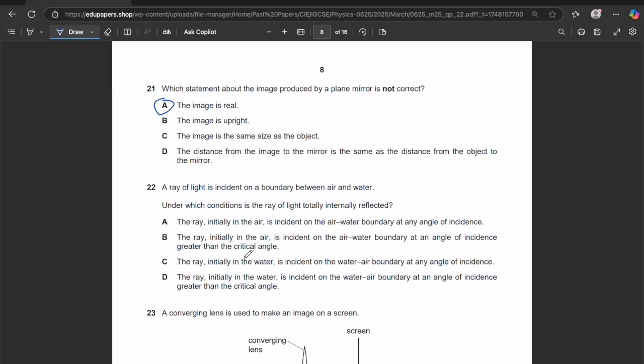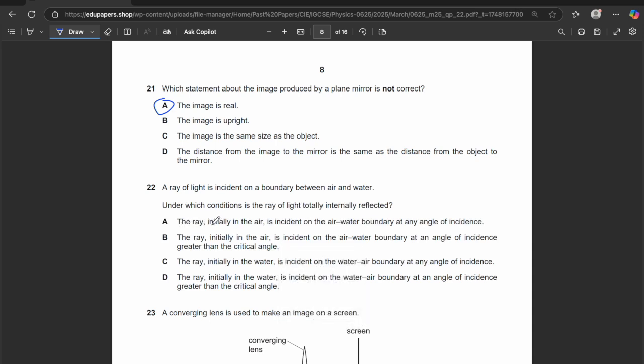22. A ray of light is incident on a boundary between air and water. Under which conditions is the ray of light totally internally reflected? So it's just asking about total internal reflection, and that happens when the angle of incidence is greater than the critical angle, and then it has to be traveling from more dense medium to less dense medium for that to happen.